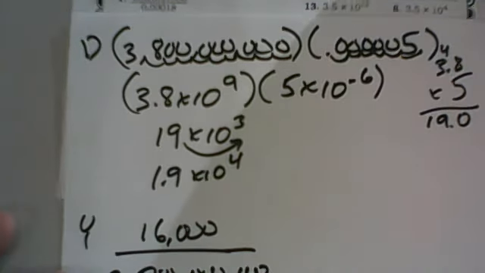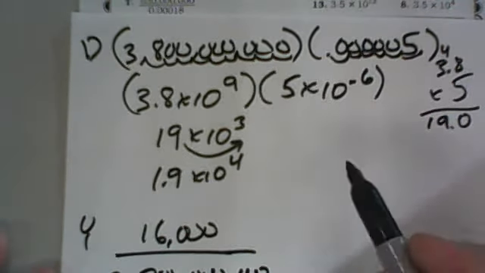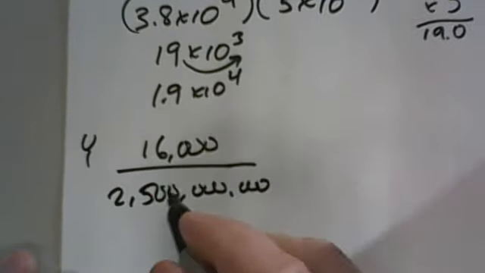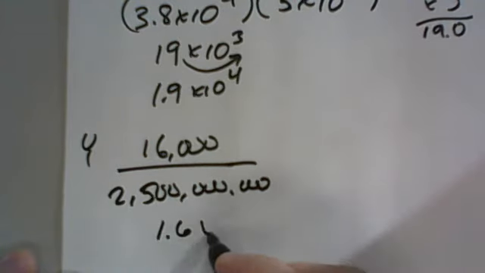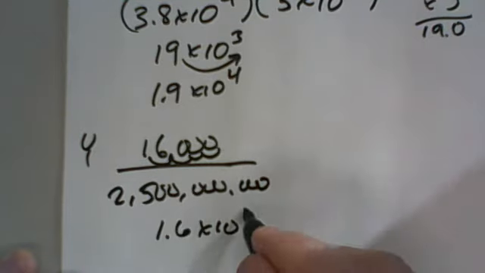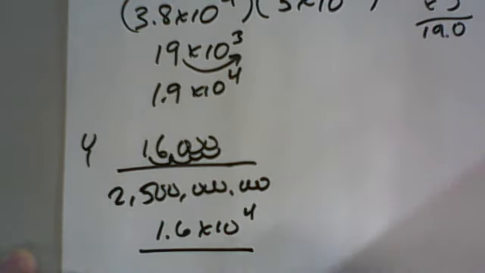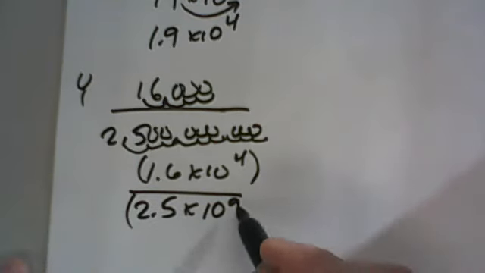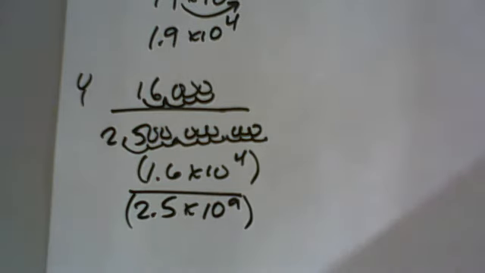So what we want to do here is divide those two numbers, but first, just like we did when we multiplied, we want to put these two numbers into scientific notation. So the first one is going to be 1.6 times 10 to the 4th power, divided by 2.5 times 10 to the 9th power. So in scientific notation, we have a problem that looks like this: 1.6 times 10 to the 4th over 2.5 times 10 to the 9th.